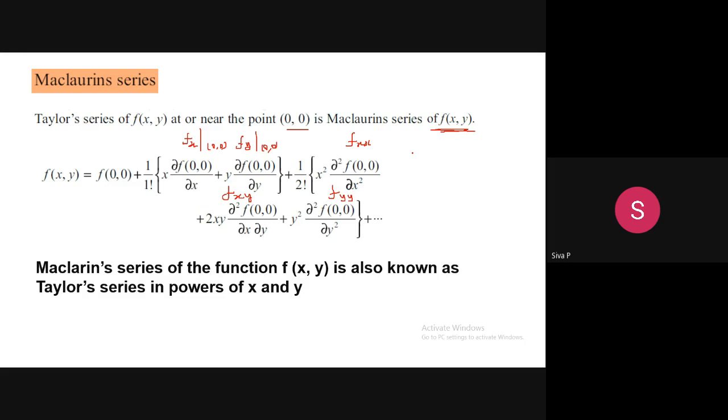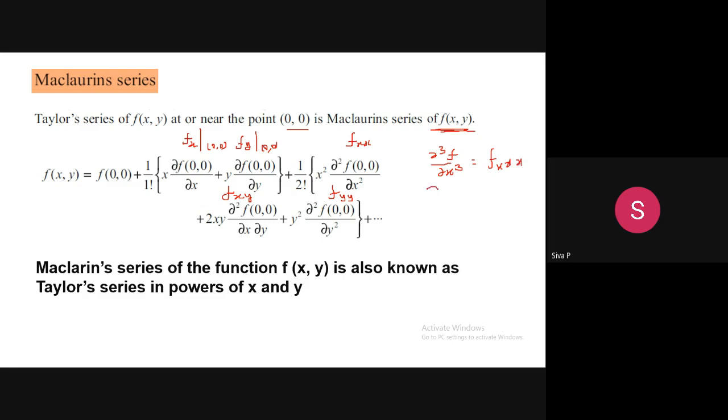What are the third orders? ∂³z/∂x³. Instead of z here we can write f, so ∂³f/∂x³. This can be written simply as f with suffix xxx, that is f_xxx.